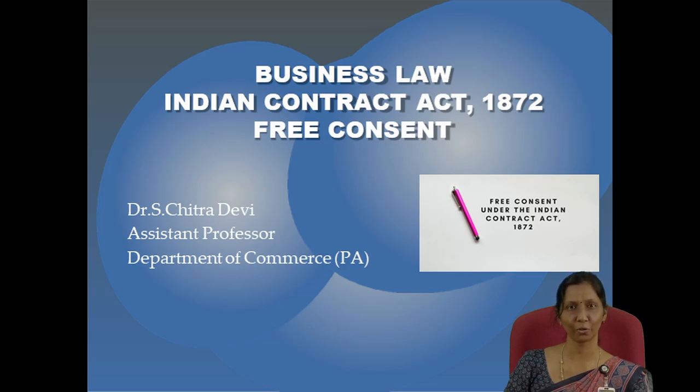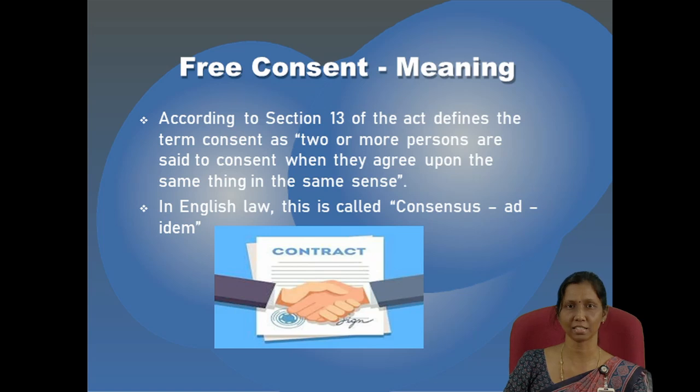In this video, we are going to see a topic from the subject Business Law under the Indian Contract Act 1872: Free Consent. Free consent is an important essential element of the Indian Contract Act. There are many essential elements of a valid contract, and free consent is also one of the important and essential elements. Only if free consent is there can we say the contract is a valid contract. So let us see what free consent is.